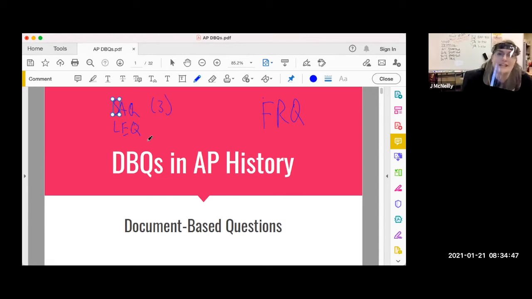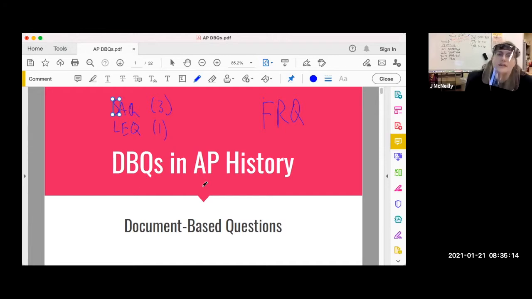For the LEQ, you're only going to have 1 of those, but you get to pick from 3 options. They're going to give you 3 questions and you get to pick whichever one is your favorite, okay? Whichever one you know the most about. But you don't have any documents or resources for the LEQ. They just give you the question, what are the causes and the effects of the Columbian exchange? And then you answer it with whatever is in your brain, okay? So no documents to cite or to source.